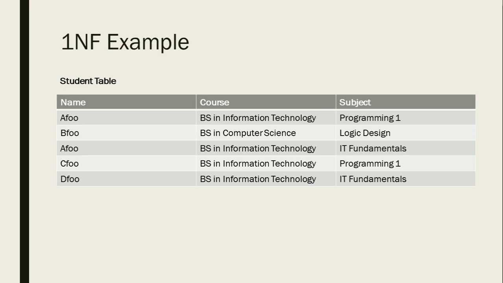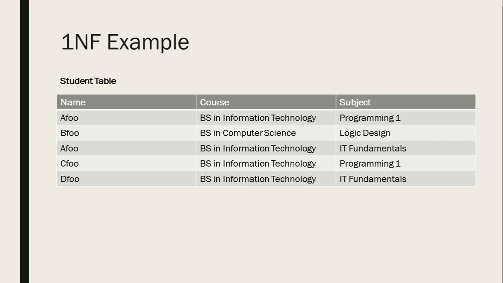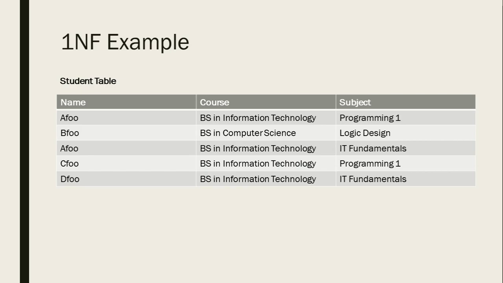That is the reason why in this particular table, we have two records for Afu. One is he's enrolled in Programming 1, and the second one is that he's enrolled in IT Fundamentals. Rule 2, a column should contain values that are of the same type. In this case, we've achieved that. For the name column, we use the string type, as with the course column and the subject column. Rule 3, each column should have a unique name. So name is the name for the first column, then the course, and the subject.